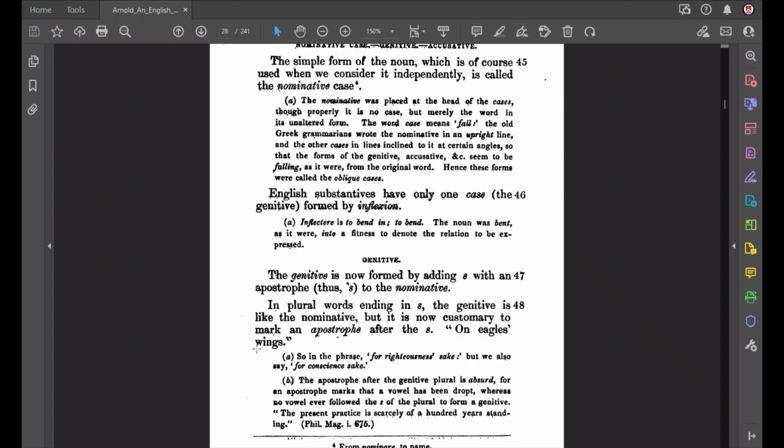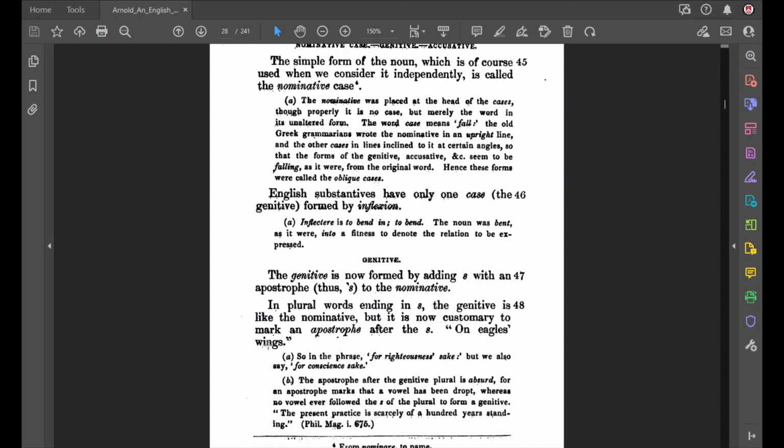Note B, the apostrophe after the general plural is absurd. For an apostrophe marks that a vowel has been dropped, whereas no vowel ever followed the S of the plural to form a genitive. So one grammarian argues that putting an apostrophe after an S makes no sense, and we shouldn't even do it. So this is an example where there's disagreement on how we should express that, but because we're used to it, remember this is also about usage, because we're used to putting an apostrophe after an S, people understand what that means.